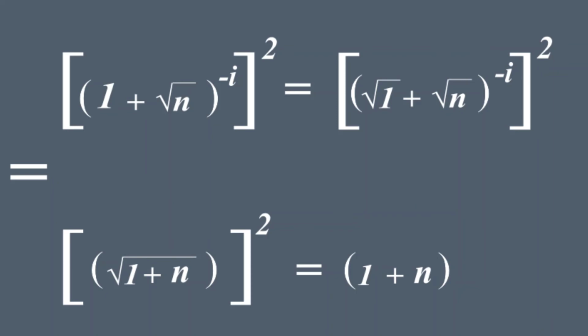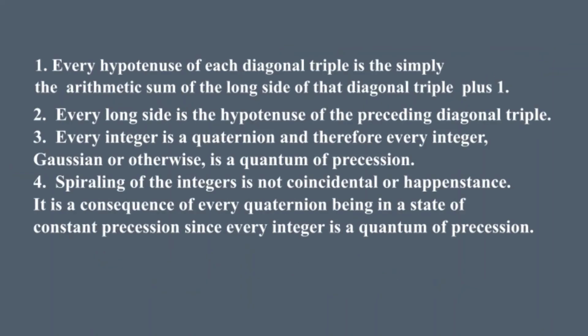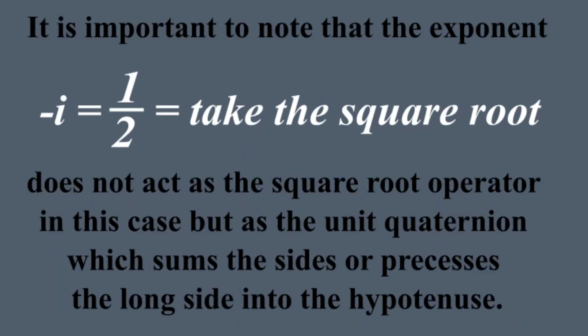Therefore, in the set of spiraling right triangles, we may state the following. Every hypotenuse of each diagonal triple is simply the arithmetic sum of the long side of that diagonal triple plus 1. Every long side is the hypotenuse of the preceding diagonal triple. Every integer is a quaternion, and therefore every integer, Gaussian or otherwise, is a quantum of precession. Spiraling of the integers is not coincidental or happenstance. It is a consequence of every quaternion being in a state of constant precession, since every integer is a quantum of precession.